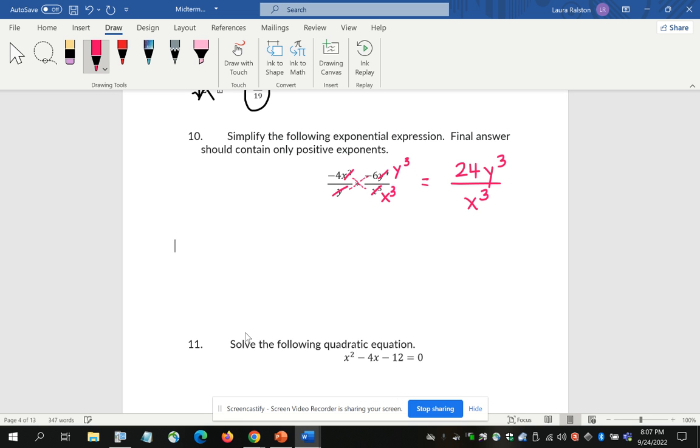Okay, don't overthink it. Sometimes we get caught up in all the words and all the yucky looking stuff. But you're just simplifying a fraction, and we simplify on what we call the bow tie.